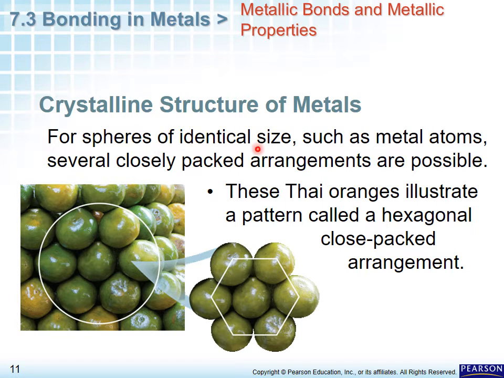For spheres of identical size, such as metal ions, several closely packed arrangements are possible. These Thai oranges illustrate the pattern called the hexagonal close pack arrangement. So you can see here, you can arrange it. How many? 1, 2, 3, 4, 5, 6. This shape is called a hexagonal shape. So these different arrangements are like this. In a metal, you can find different kinds of shapes.